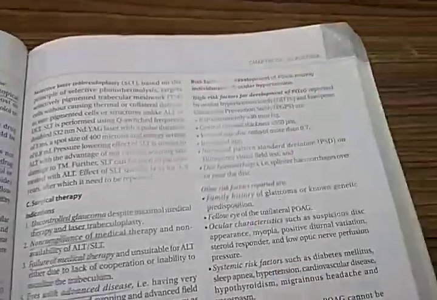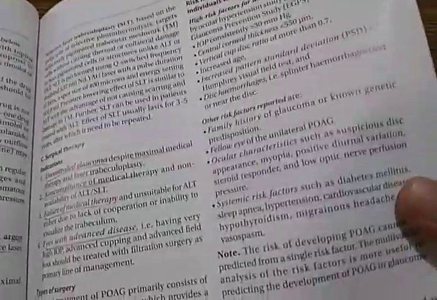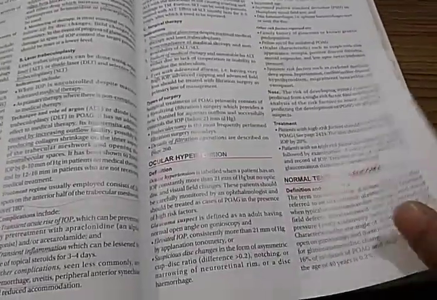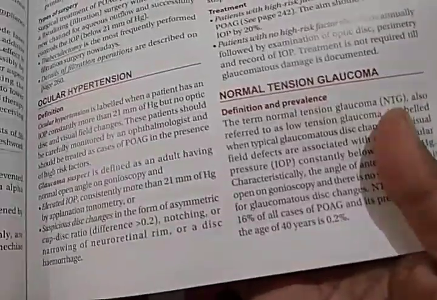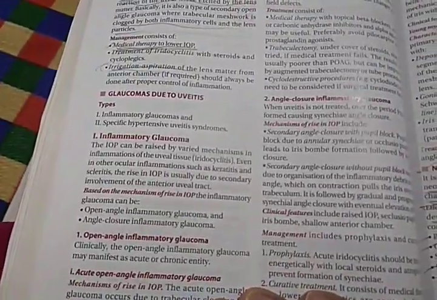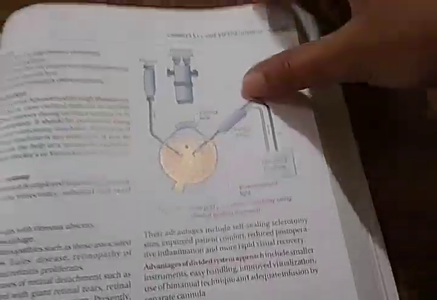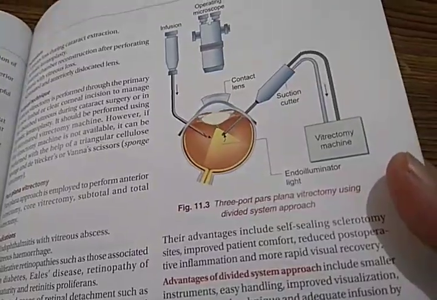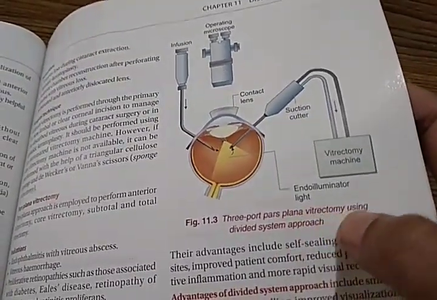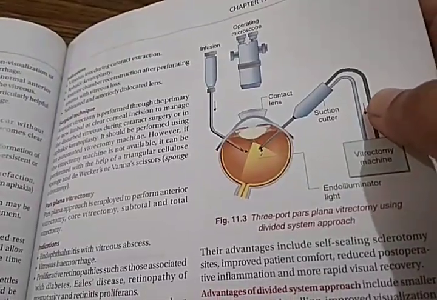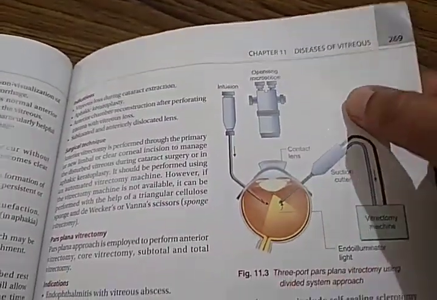What is this? They're talking about glaucoma. Okay. And here they're talking about ocular hypertension, normal tension glaucoma. What is this here? Inflammatory glaucoma, glaucoma due to uveitis. What is this? 3-port pars plana vitrectomy using divided system approach. They're removing the vitreous. Which chapter is this? Diseases of vitreous. Okay, that makes sense.